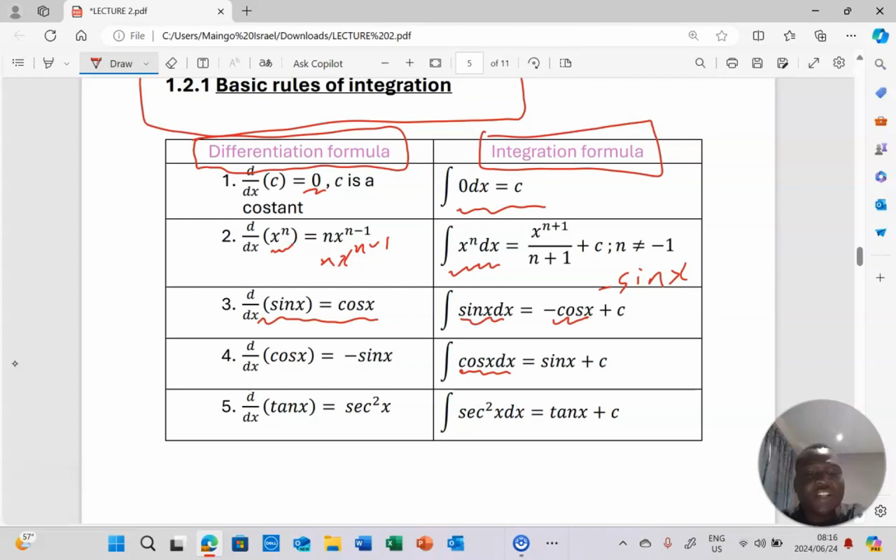The derivative of tan x is sec squared x, but for the integral of sec squared x, we ask ourselves what we differentiate to get sec squared x. Obviously it is tan x. Then the integral of sec squared x dx is nothing but tan x plus c.